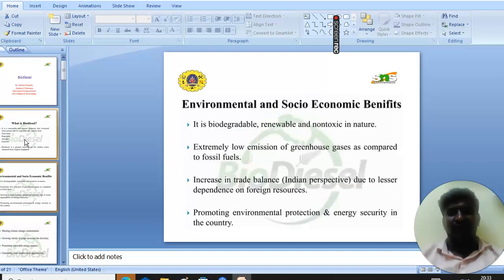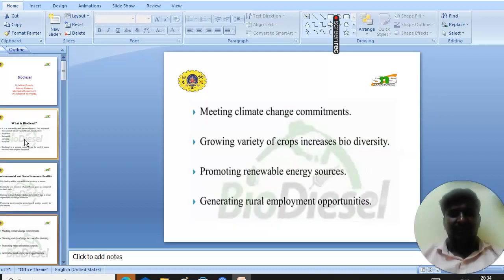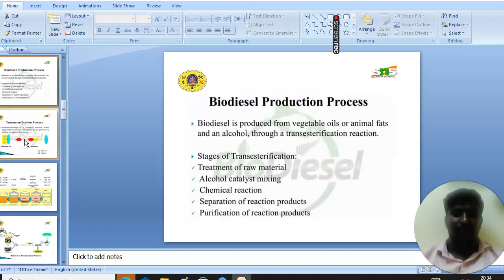Next, you will see the environmental, social, and economic benefits of biodiesel. It is biodegradable, renewable, and non-toxic in nature. Extremely lower emission of greenhouse gases as compared to fossil fuels. Increasing trade balance due to lesser dependence on foreign resources. Promoting environmental protection and energy security in the country. Meeting climate change commitments. Growing variety of crops, increasing biodiversity, promoting renewable energy sources, generating rural employment opportunities.